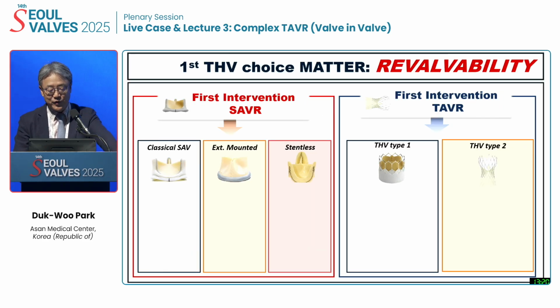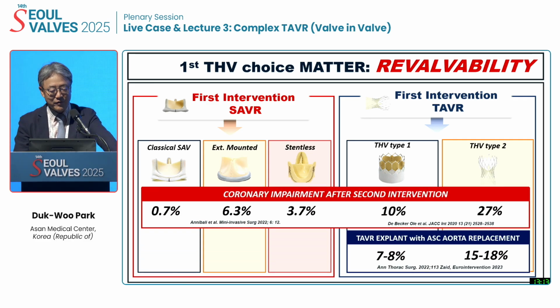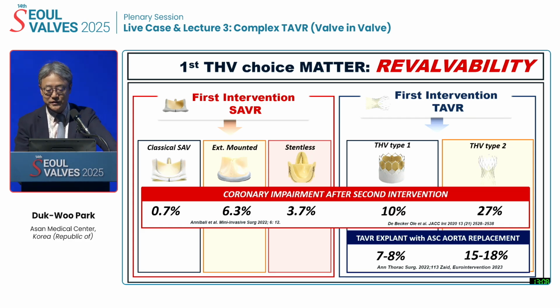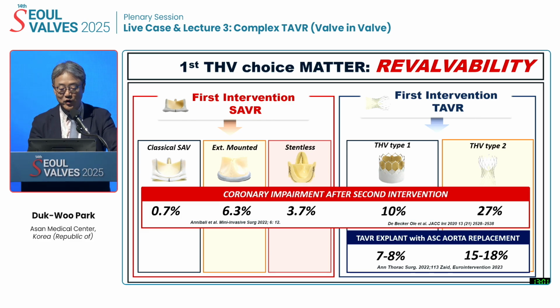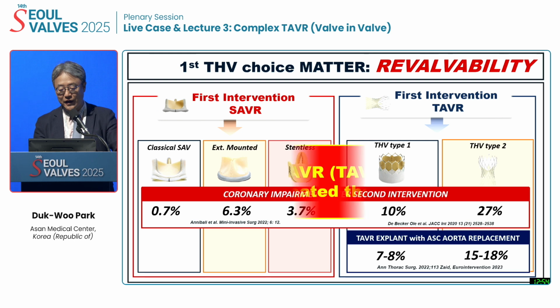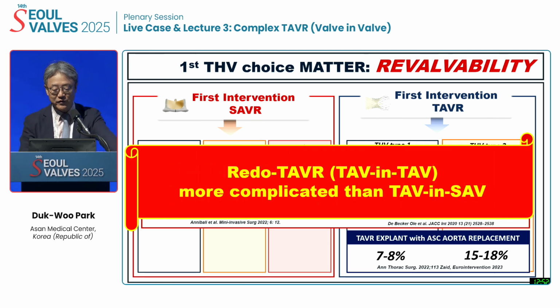So we consider two scenarios, TAVR in SAVR and TAVR in TAVR. Our live cases show TAVR in SAVR and another complex case of TAVR in TAVR. Compared to TAVR in SAVR, TAVR in TAVR is much more complex, with much higher coronary obstruction risk. Also, TAVR explant is associated with high risk, and redo TAVR, TAVR in TAVR, is more complicated than the TAVR in SAVR procedure.